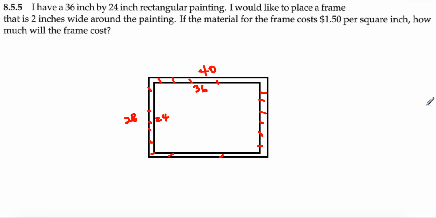Then what I have to do is find this small area. Then what do I get? I'll be getting 40 times 28 minus 36 times 24. So I have to calculate this one. For whatever area I get, I just have to multiply that by 1.5 because that's the cost per square inch. So once I have done that, that would be my answer.